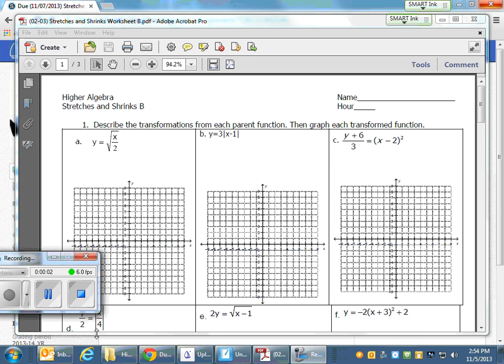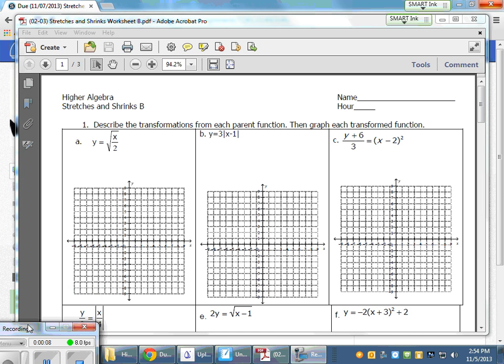Okay, this is day B of stretches and shrinks. So let's just talk through a few of the types of problems that you're going to need to know for today. We're off at a little conference, and if you're listening to this video, that means that I'm going to try to teach you instead of your reserve teacher today, because we know exactly how we want this taught.